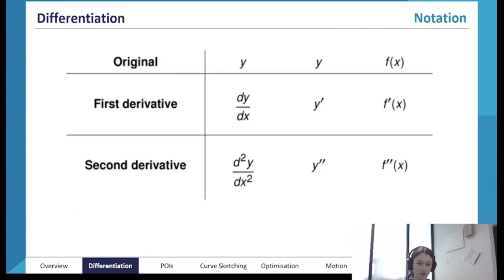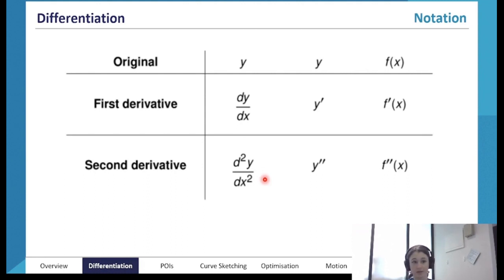This is just an overview of the notation that we use, to refer back to if you're ever having trouble or don't understand a question. So remember, if the function is given in y, then we can differentiate this with respect to x to get dy dx. The second derivative is expressed as d squared y dx squared.